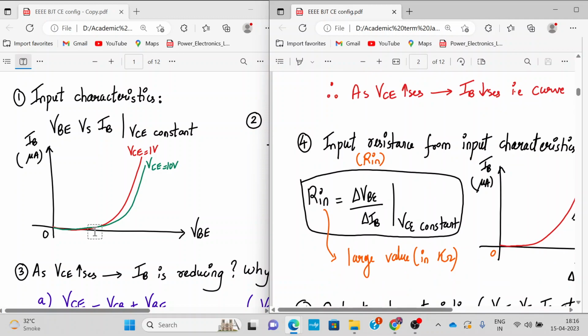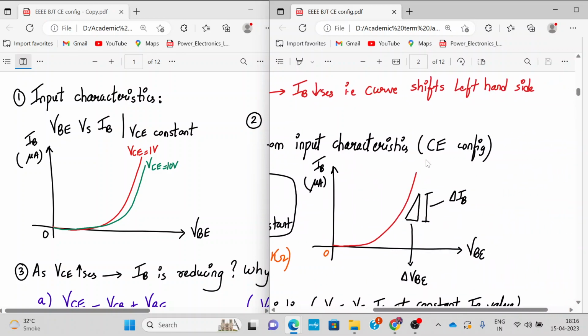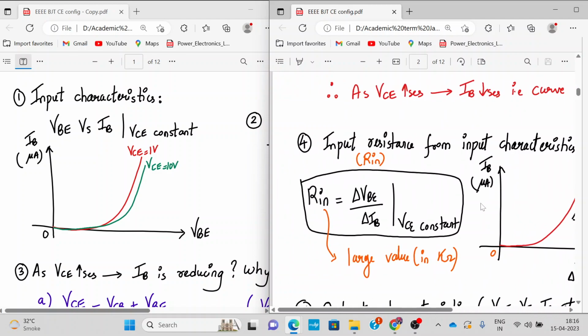Now, from this input characteristic, we can determine a parameter which is called the input resistance. So what you do is you take the slope. This is an exponential curve, so a small segment of the exponential will be almost a straight line. From there you can take the slope. The x-axis variation will be delta VB and the y-axis variation will be delta IB. So delta VB upon delta IB will give us the input resistance.